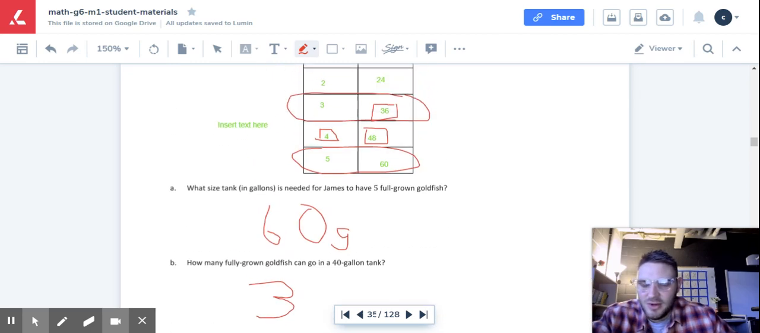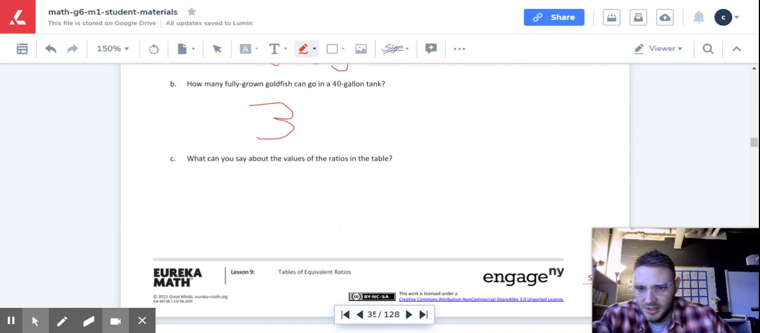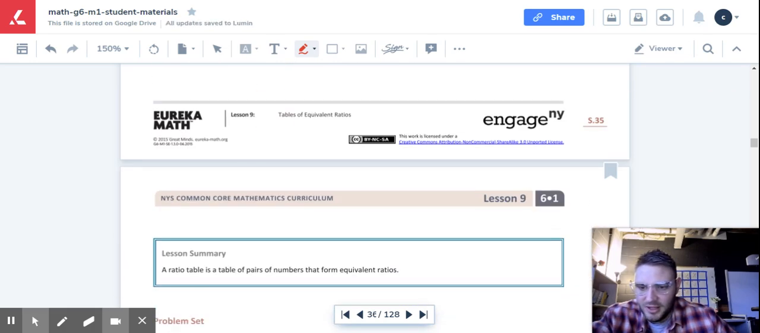What can you say about the values in the ratio table? Number of fish is directly counting up by 12, so our rate is 12 here. Okay, so I'm just going to say 12, but with a full explanation.